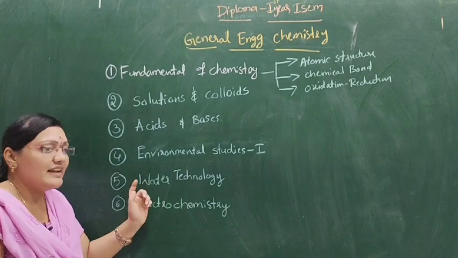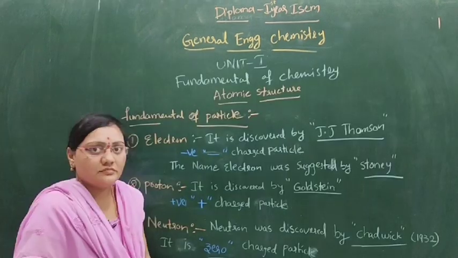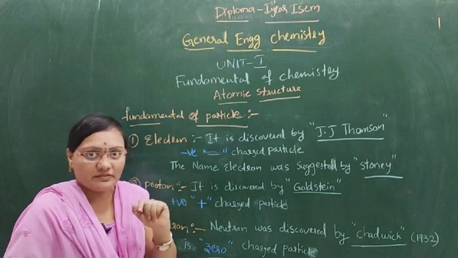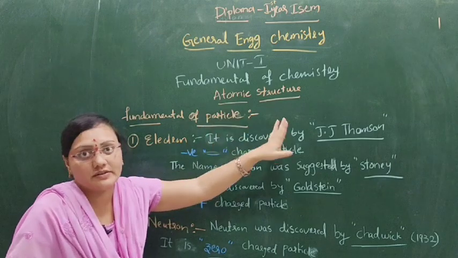These 2 units are for the last external exams. This is the 60% syllabus. Okay, first unit is fundamentals of chemistry. In the first chapter, atomic structure.